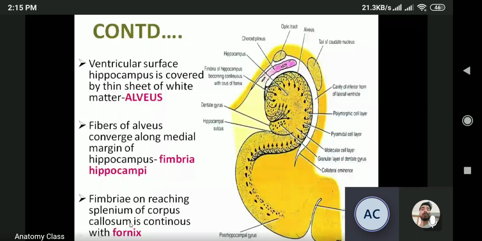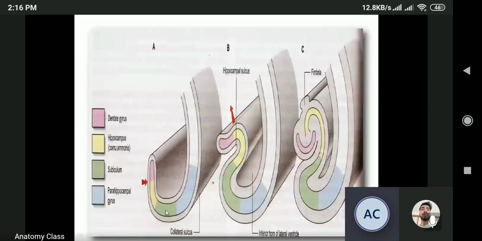So this is just to show that hippocampus is produced by complex infolding. This is hippocampus, and it is formed by complex infolding of dentate gyrus, hippocampus itself, and subiculum. All of these, dentate gyrus, hippocampus, and subiculum, belong to the archipallial cortex, the phylogenetically oldest cerebral cortex. This is about the formation of hippocampus.